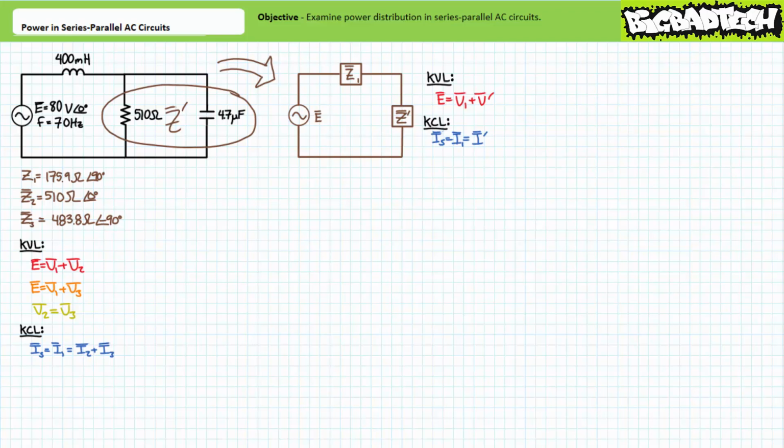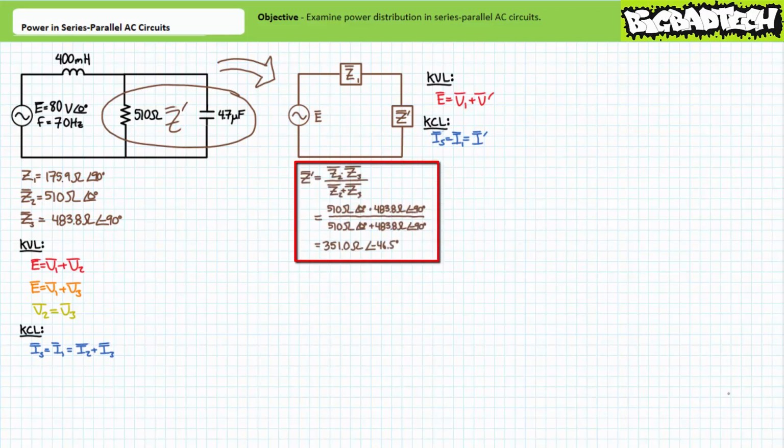Additionally, it can be said that there exists a single path for current, where Is equals I1, which equals I single prime. Current through elements in series is the same. Let's now perform an analysis of this much simpler circuit and then map these properties back to our original series parallel circuit. Z2 and Z3, taken in parallel, represent a complex impedance of Z single prime being equal to 351 ohms at an angle of negative 46.5 degrees.